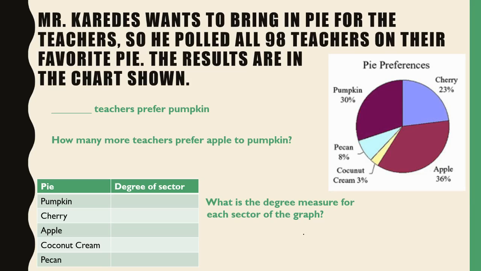So here we've got another situation. Mr. Cretus wants to bring in pie for the teachers. What a nice guy. So he polled all 98 teachers on their favorite pie. The results are in the chart. So we see this circle chart here talking about pie preferences. There's pumpkin, cherry, apple, pecan, and coconut cream.